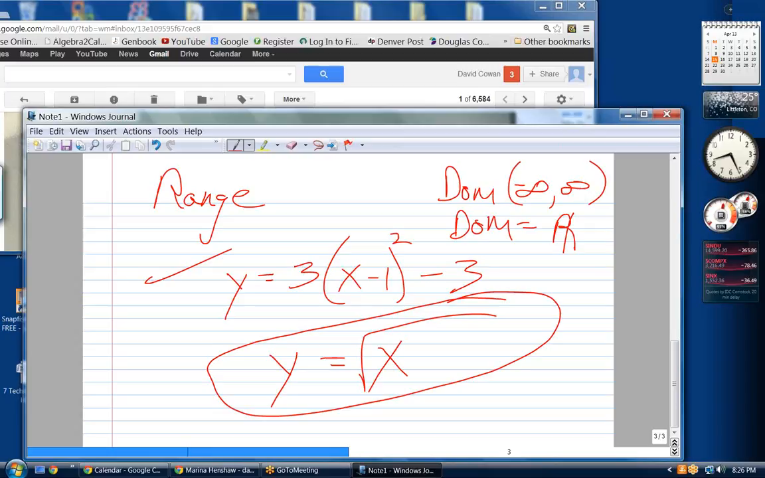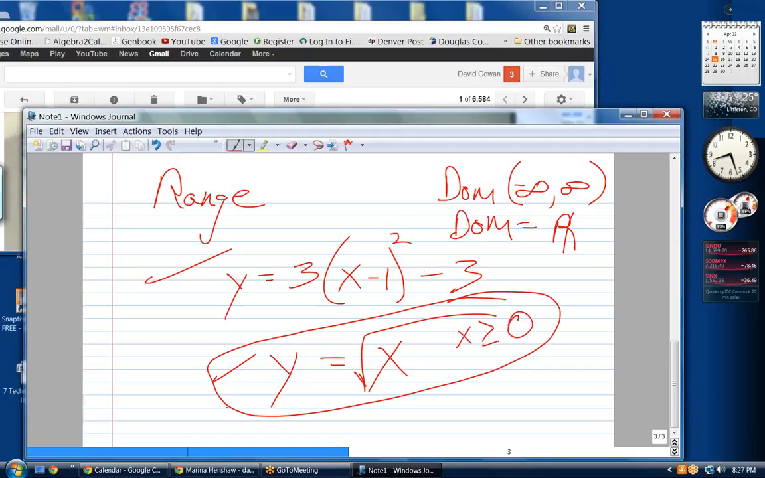All real numbers. No, we're talking about this new function. I want to talk about range for a second. And in order to talk about range, I want to start with an easier problem. So if I talk about y equals square root of x, the domain, x has to be only 0 or positive numbers. You can't take the square root of negative numbers. So the domain of this function would be x greater than or equal to 0.